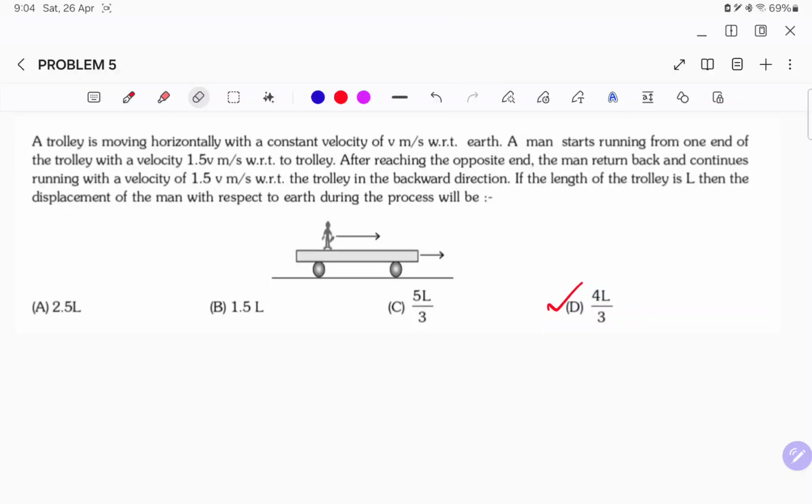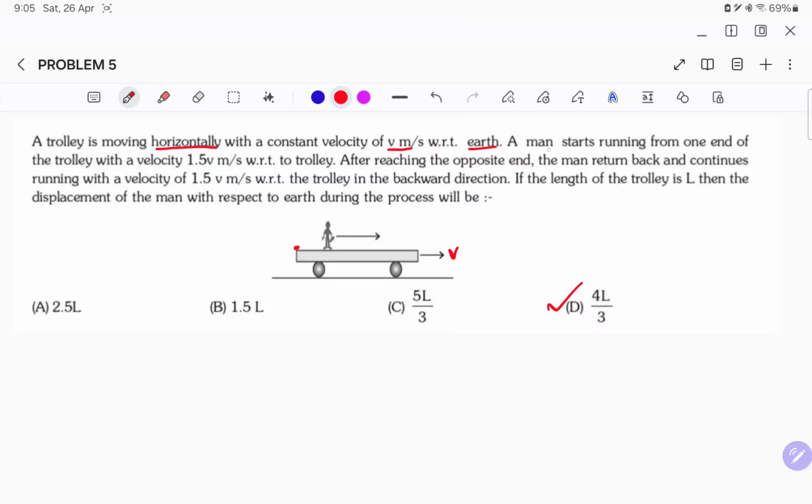Hello everyone. This is one more question from the concepts of kinematics. Here in the question, there is a trolley moving horizontally with the constant velocity v with respect to the earth. Okay, the trolley has v meter per second speed, and a man starts from one end of the trolley.